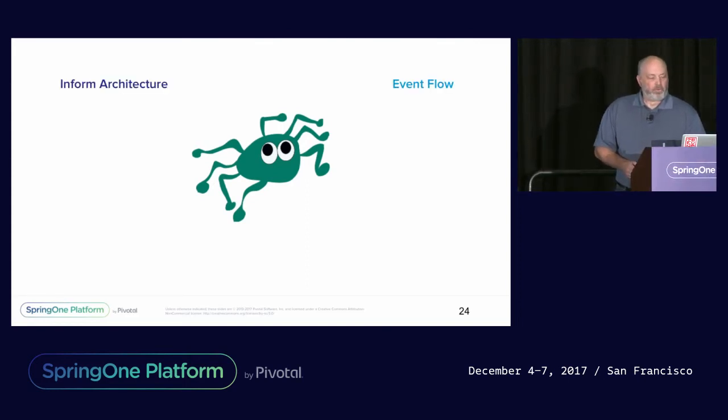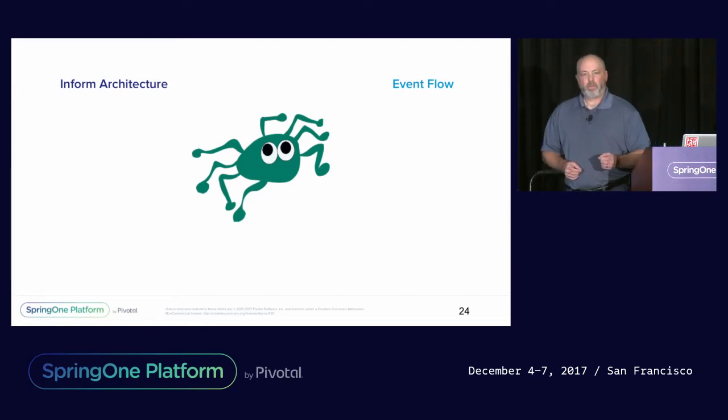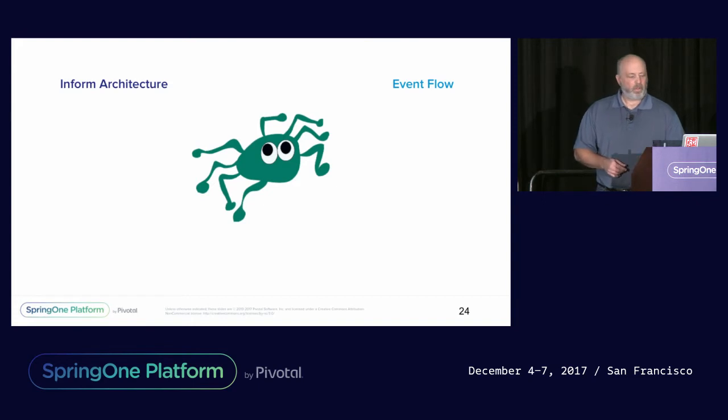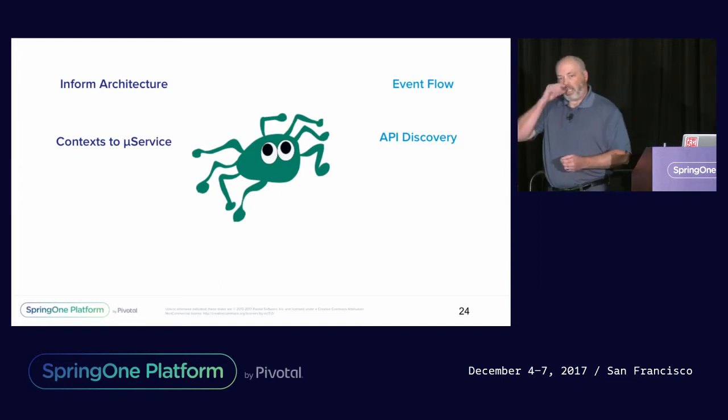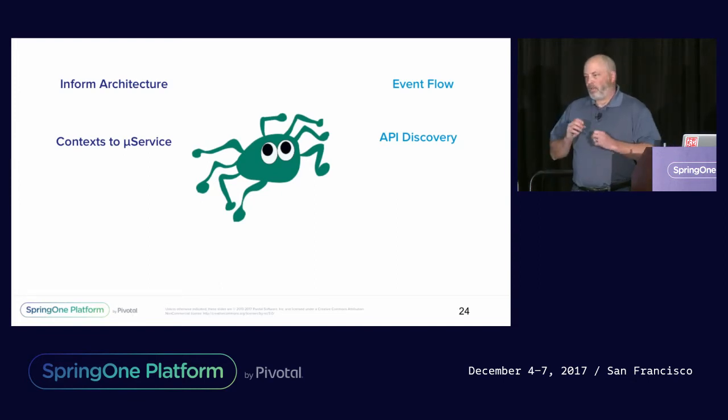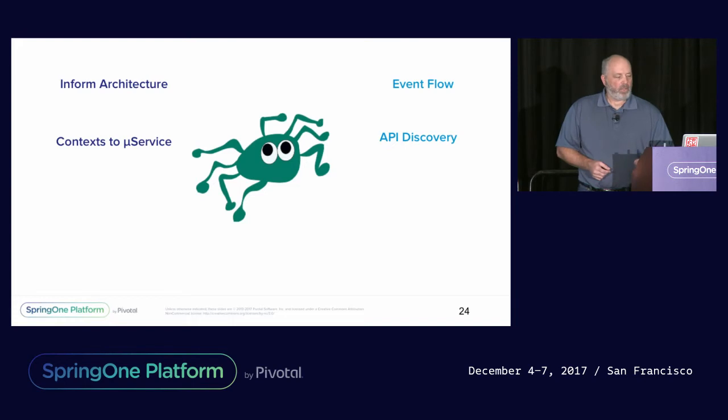So for Boris, we want to use it to inform our architecture and document event flows, or even play the what-if game with event flows. We want to help convert context to a microservice. So the bounded context and the aggregates, let's map this out a little bit deeper and actually create microservices out of those. And also API discovery. You don't necessarily need to create APIs for everything up front, just the ones that are the touch points, just enough to get going again.